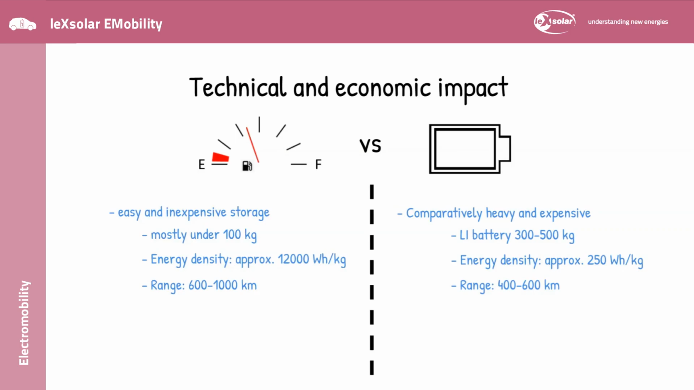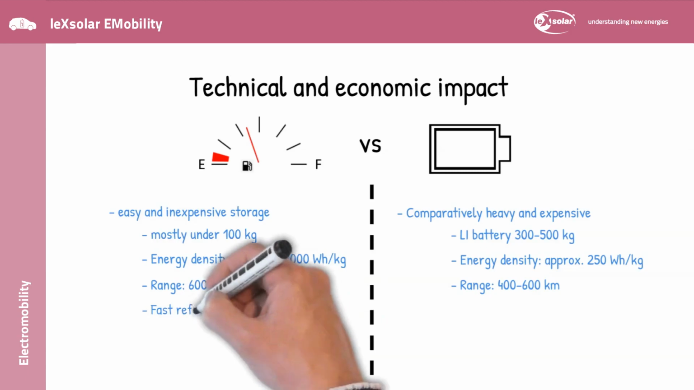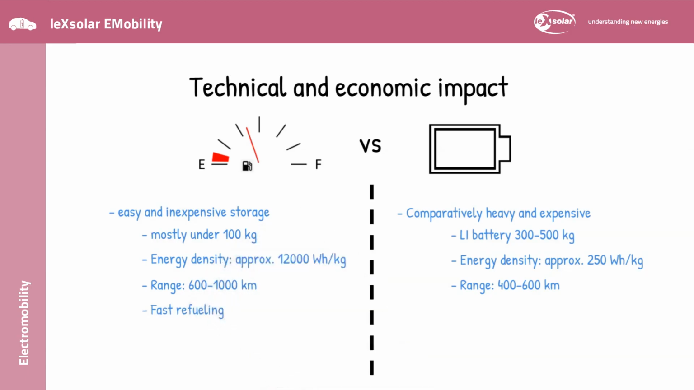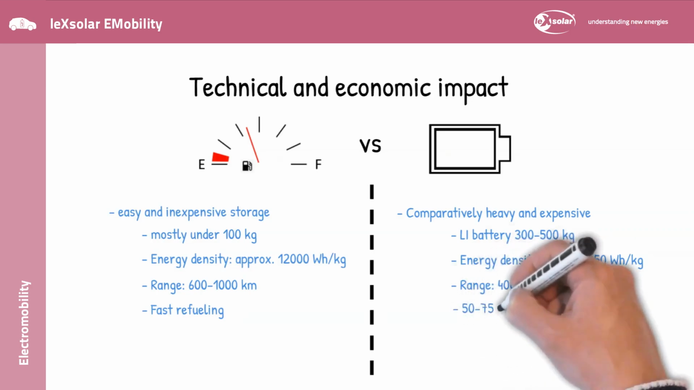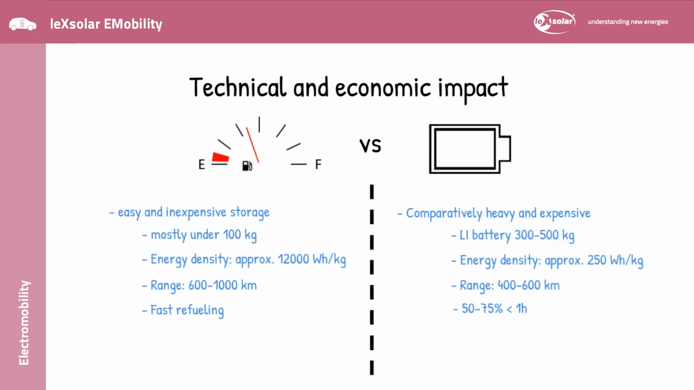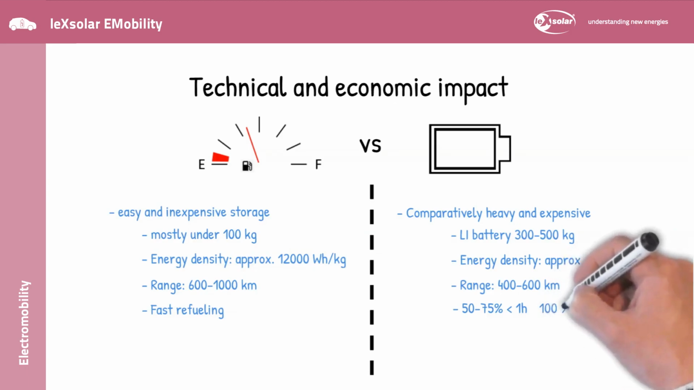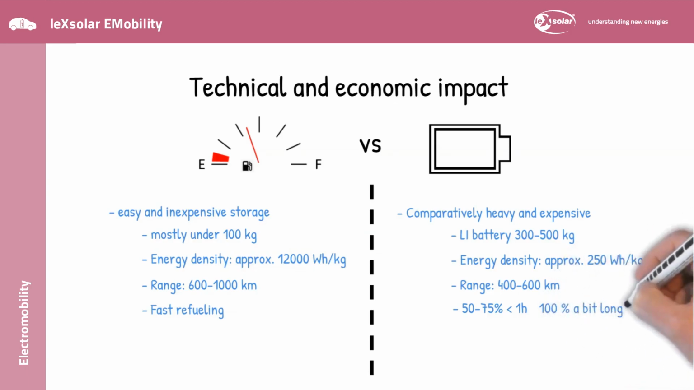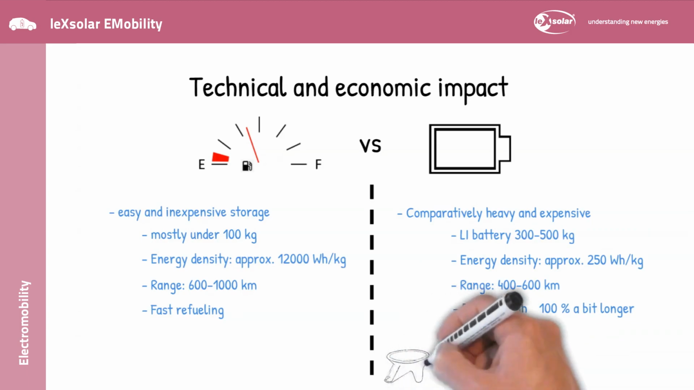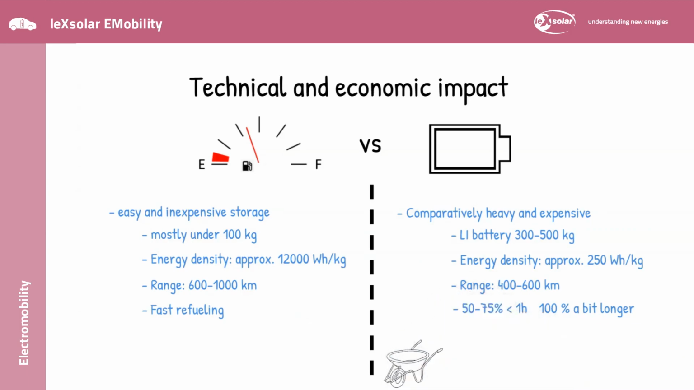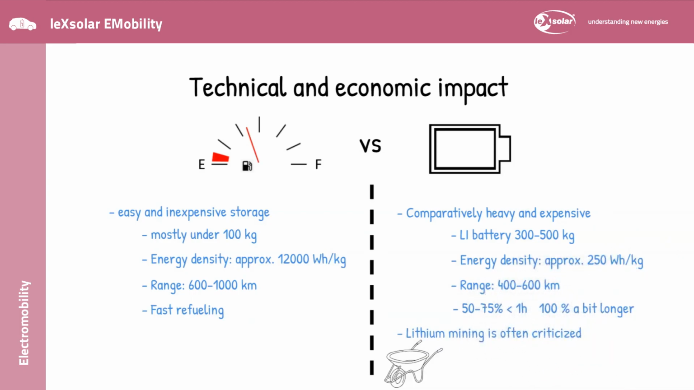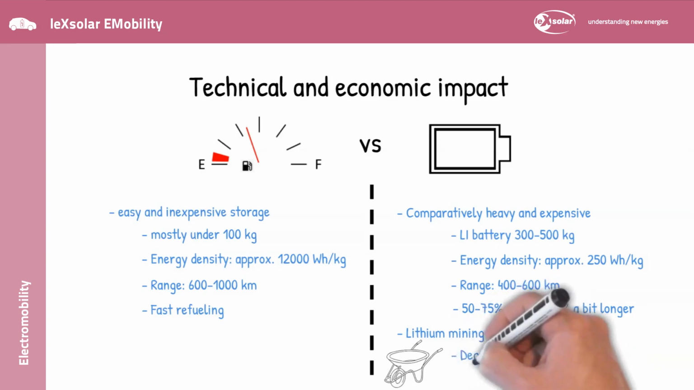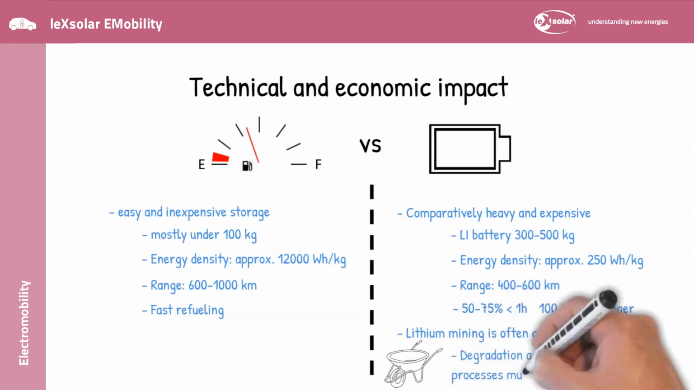Another difference is refueling. With internal combustion vehicles, the tank is usually full again in 1 to 2 minutes. With electric vehicles, charging takes much longer. At fast charging stations, partial charges between 50 and 75% are usually possible in 20 to 60 minutes. Full charging takes a bit longer. In addition to these technical data, the mining of raw materials, especially for the necessary lithium in the batteries, is often criticized. Here it will certainly be necessary in the future to improve the mining process and also to work on recycling lithium from the old batteries.